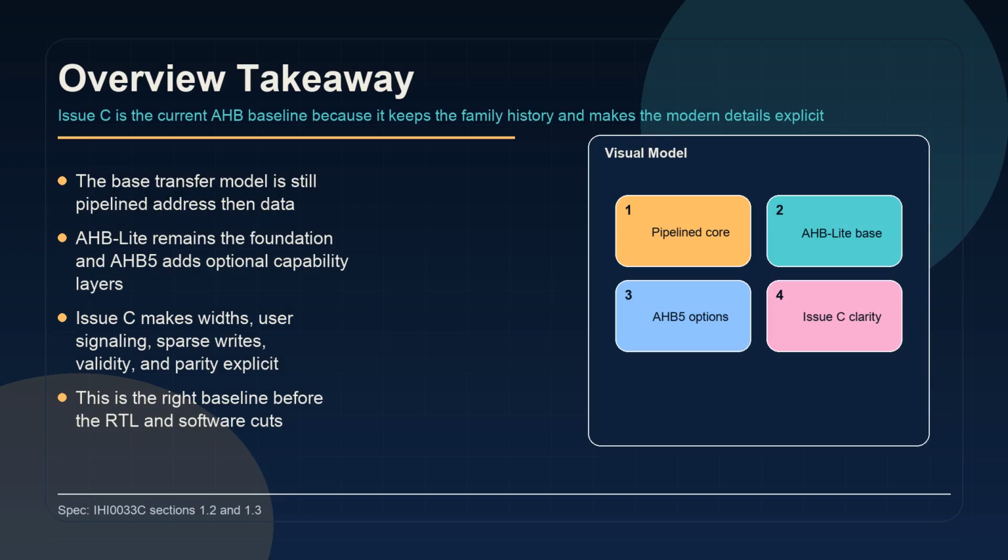The overview takeaway is that Issue C is the current AHB baseline because it keeps the original bus model, retains the AHB Lite foundation, and makes the newer AHB 5 capabilities more explicit. That is why this is the right starting point before we change audience and go deeper.